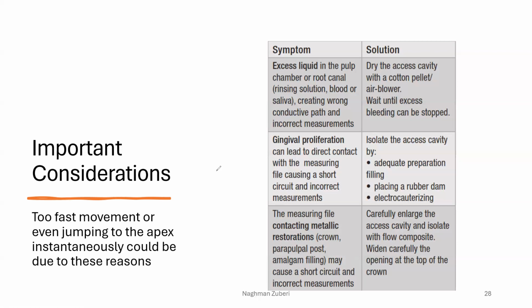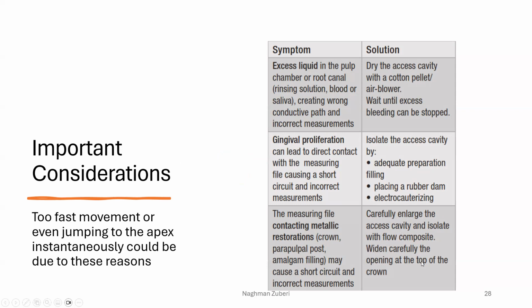Say for instance, there is the canal and there is amalgam filling over here, which could be giving you trouble, since some of the amalgam is left. So what you can do, you can use flowable composite to isolate this area so that it will work as an insulator and you will be able to continue your work. So carefully enlarge the excess cavity and isolate with flow composite.